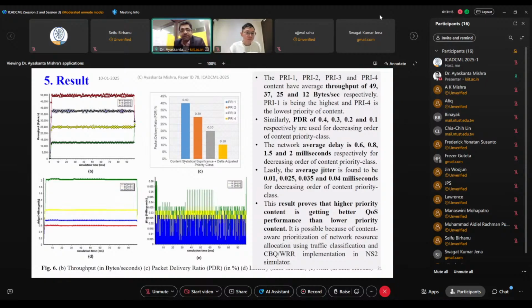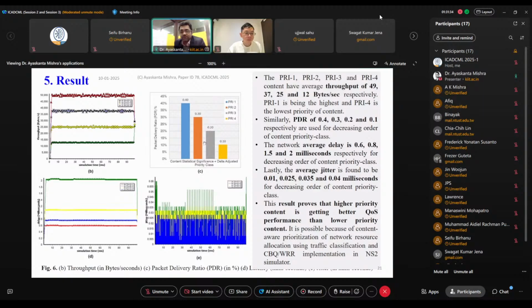And we are seeing the performance. The first graph is showing the throughput. So throughput is basically, as you can see, I have highlighted, throughput is 49, 37, 25 and 12 bytes per second for priority 1 to priority 4 respectively.